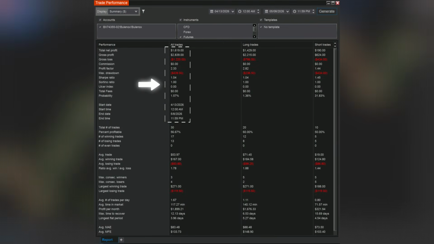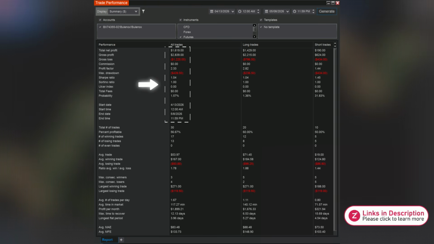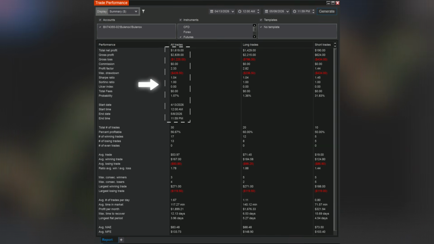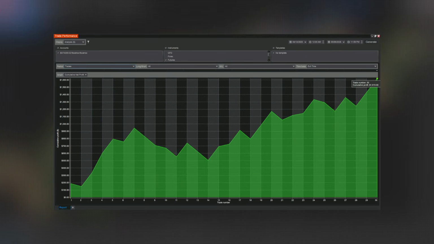Here is the real trading performance of the bot on a Bulenox funded account. From April 13th to May 8th, the bot executed 30 trades in total. The final net profit was $1,619, with a profit factor of 2.33 and a maximum drawdown of only $439.50. The equity curve shows steady growth throughout the test period, ending at the highest profit level. This result shows how the bot performed in real market conditions using the configured New Horizon template.